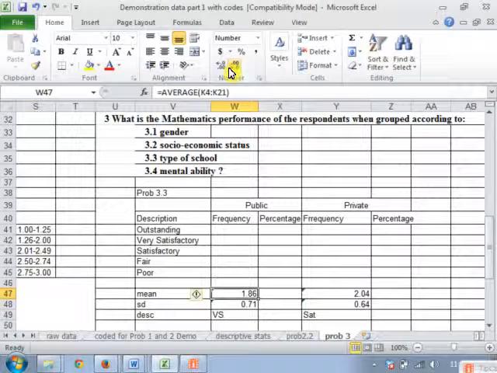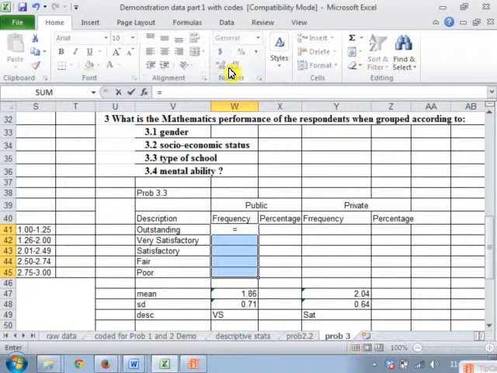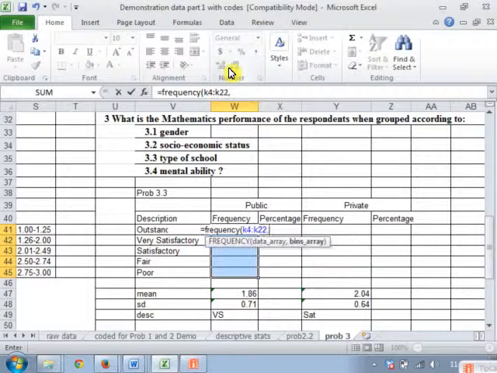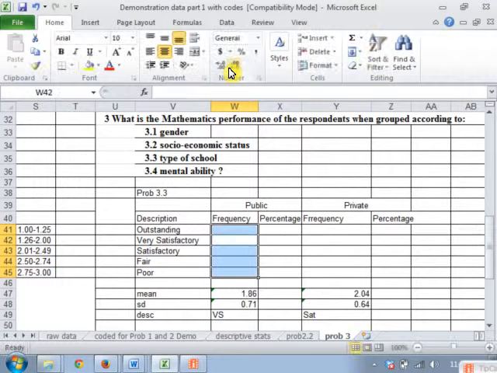But look at this. You have a mean, the typical among the public, and the mean, typical among the private. But again, we ask, what's the distribution? Why did we have this mean? How many are outstanding to get this mean? Marami bang outstanding o marami talagang very satisfactory? That's the reason why you have this mean. So ang sabi natin, frequency, then K4 hanggang K22, comma, and then we look at the limit, correct? But we have not written the limit yet. So what are we going to do?